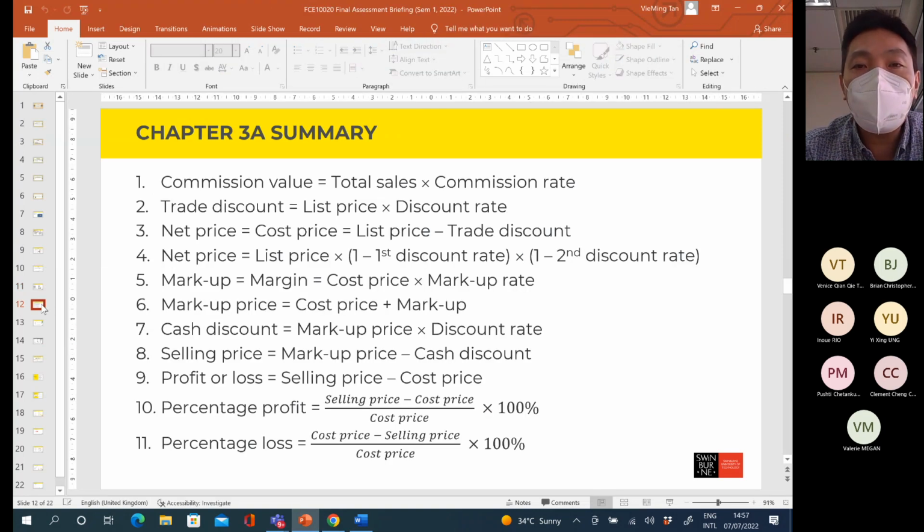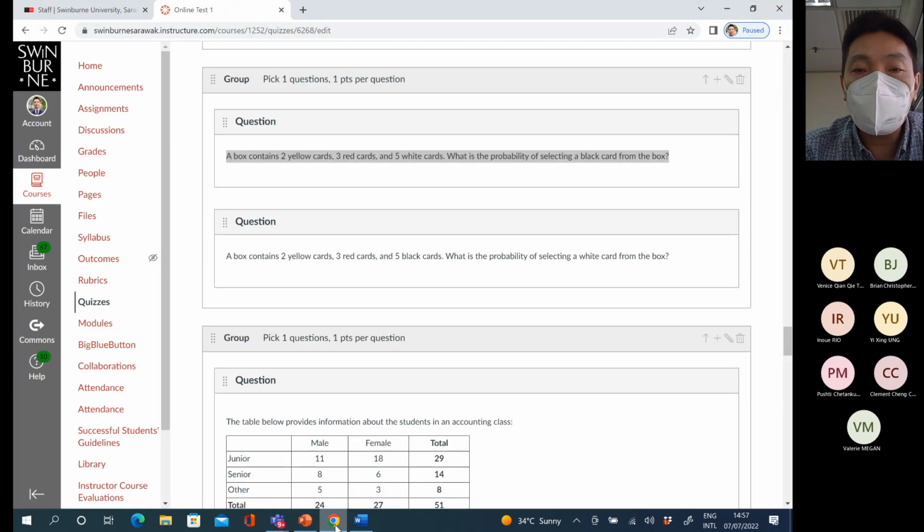two parts. The first part is test of understanding on commission received by the salesperson. And then the second part is on the supply chain product distribution. And whereby you need to know how to calculate the discount, net price, markup price, selling price, percentage profit. Okay, and these are the important variables that you need to know. Okay, maybe we can go for a few questions on this.